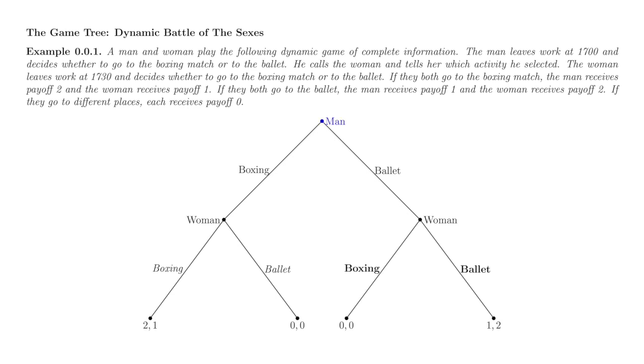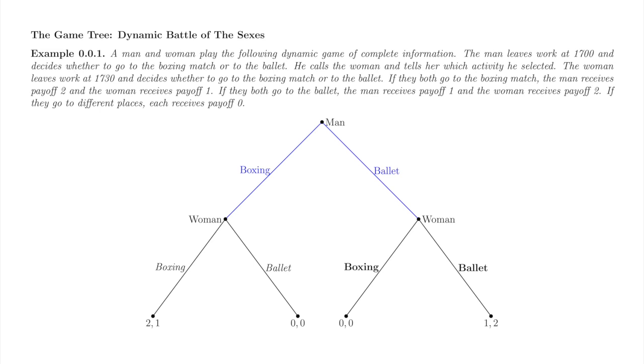The man moves first, so the top node of the tree, in blue here, bears his name. This top node features descending branches, in blue here, with each branch representing an element of the action space at that node. The man selects boxing or ballet at the beginning of the game, so his node features two branches, one labeled boxing and the other labeled ballet.